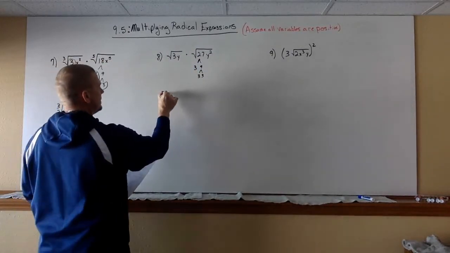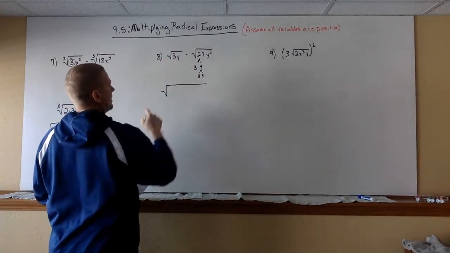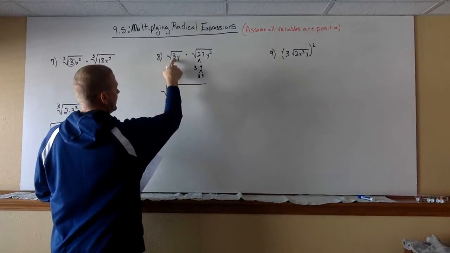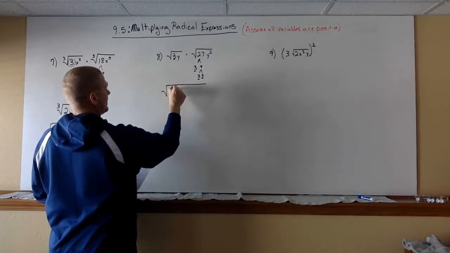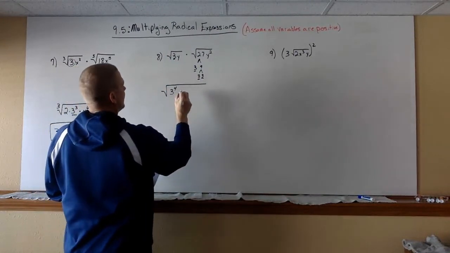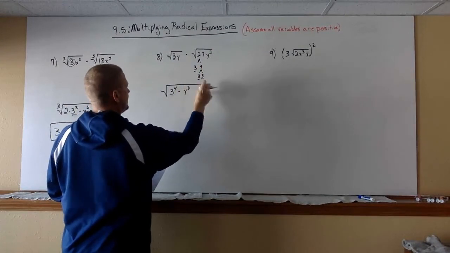Okay, so what I would do is all mental math here. I would bring this down. These are still square roots. 1, 2, 3. There's 4 3s when I get rid of them all. So that's 3 to the 4th power. And then that's times y squared is y cubed.